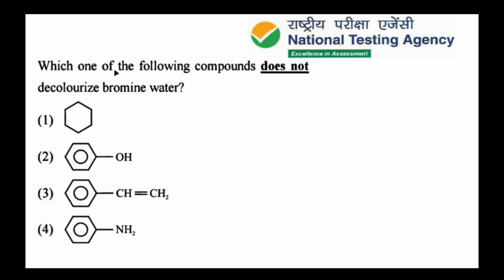The next question is, which one of the following compounds does not decolorize bromine water? Actually, bromine water is decolorized by compounds which have unsaturation, that means a carbon-carbon double bond. So this bromine will undergo an electrophilic addition reaction with the carbon-carbon double bond. Otherwise, electrophilic substitution on an activated aromatic ring.